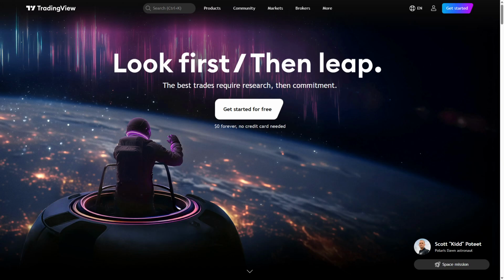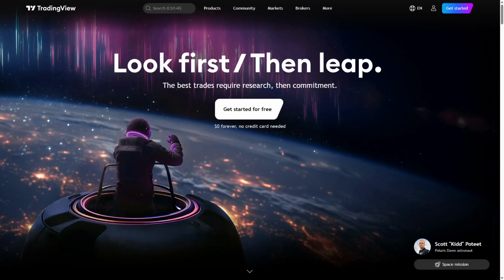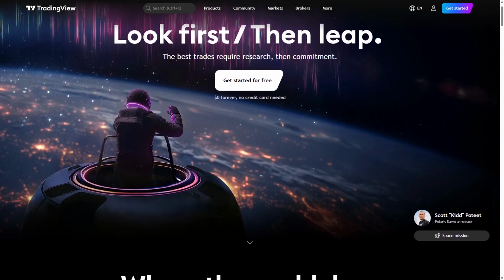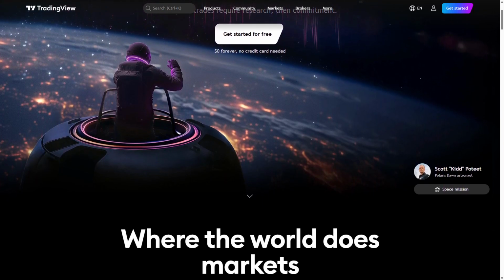TradingView and NinjaTrader are two leading trading platforms with different focuses. TradingView excels in web-based charting and social trading, while NinjaTrader is a powerful desktop platform geared toward advanced order execution and automated strategies. TradingView is a cloud-based charting and social trading platform designed for traders and investors of all levels.